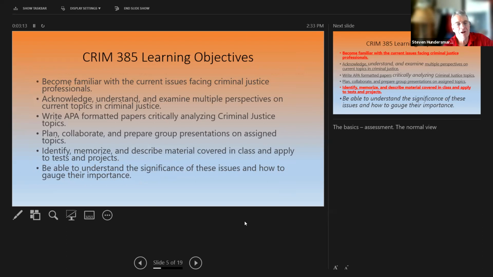Same way here, the learning objectives are kind of bland, so I'm not going to spend a lot of time going over them. There's probably too many of them. I helped write them, so that's my fault.